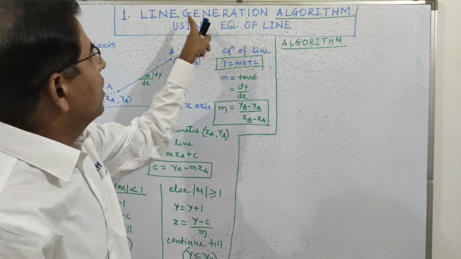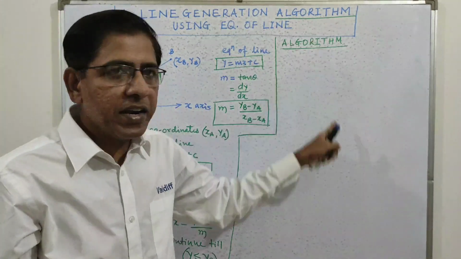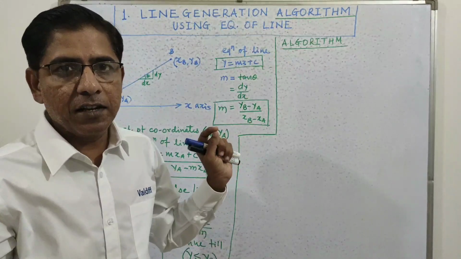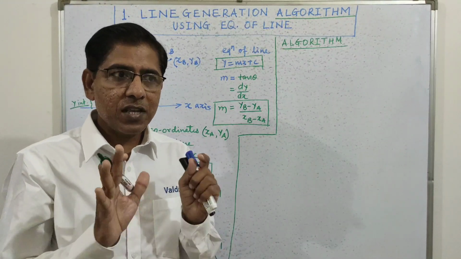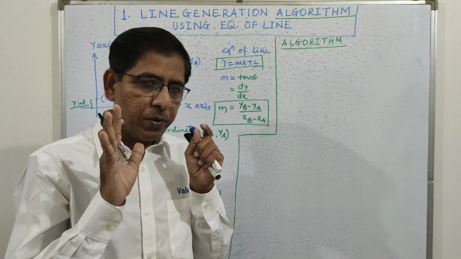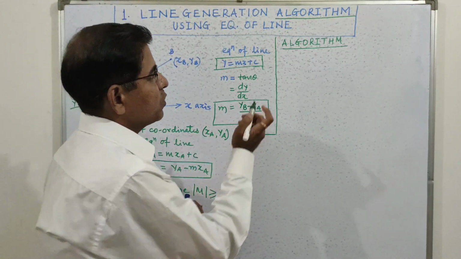So this is line generation algorithm using equation of line. So we are writing an algorithm for equation of line. Now in every algorithm there are total 5 steps. These are predefined steps. These are fixed steps. Okay. So what are those 5 steps?